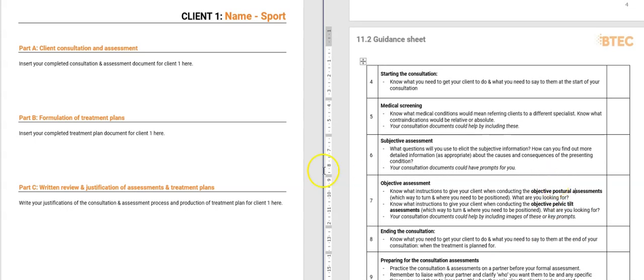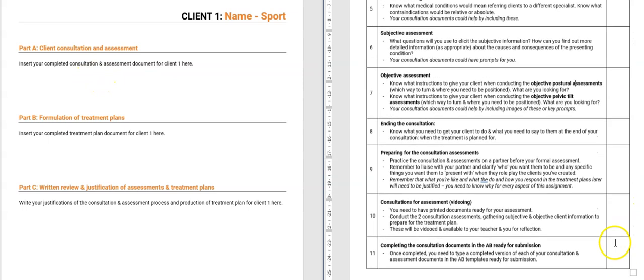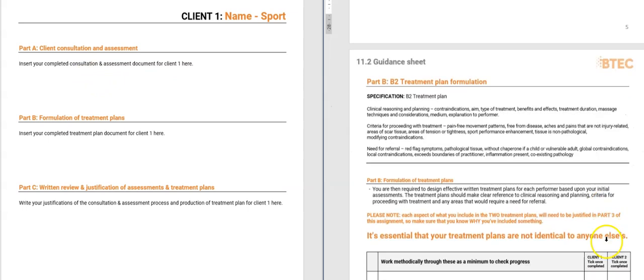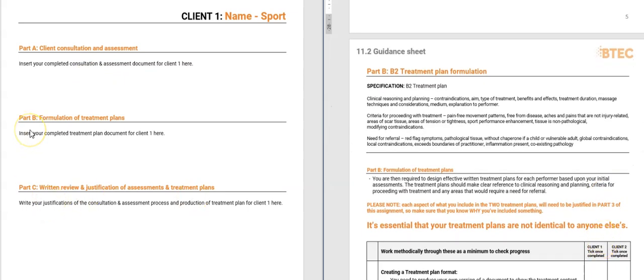Hopefully then, as you're doing your consultation, preparing for it, and as you do the consultation, you have ticked off all of these because you've considered them. Part B then is, okay, I've finished my client 1 consultation. I found out about them. I've got a sense of what I think's astray with them. Now I need to design a treatment plan to help them.